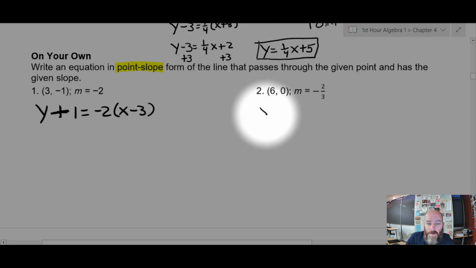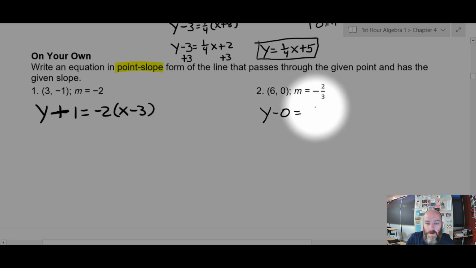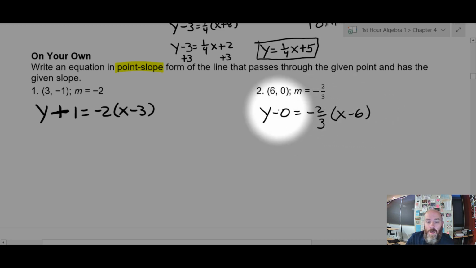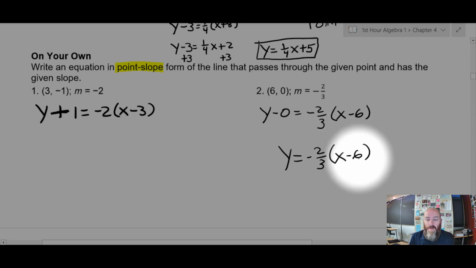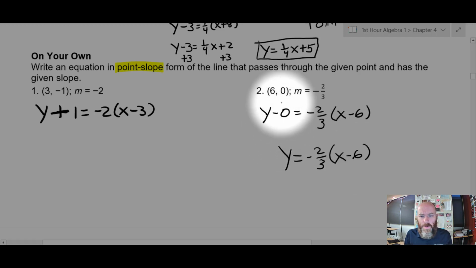For the next one, you should have had y minus 0 equals negative 2/3 times x minus 6. We don't like the 0 just hanging out there, so we're just going to keep it as y equals negative 2/3 times x minus 6. And that will work. If on Big Ideas they give you the placeholders to put your y and your m and your x, then go ahead and plug in the 0 and keep it there.